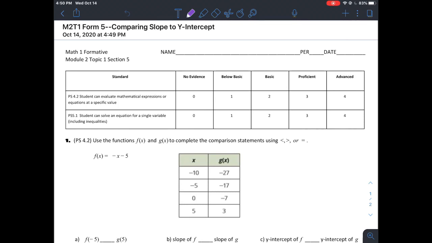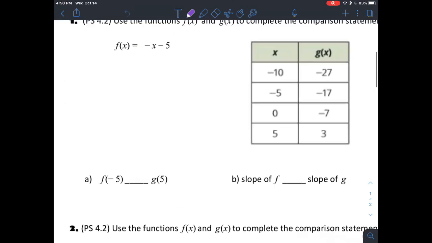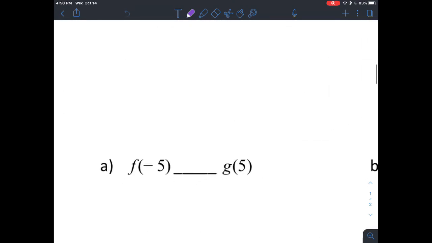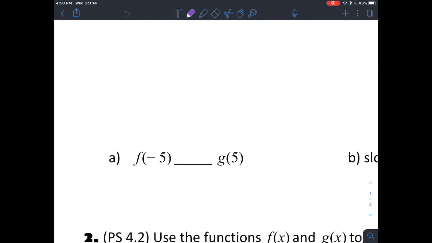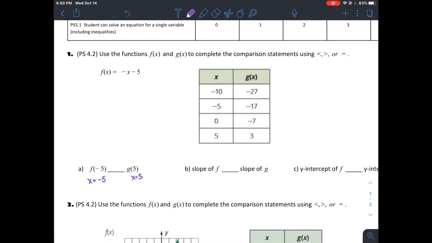So use the functions f of x and g of x to complete the comparison statements using less than, greater than, or equal to. So we're going to look at f of -5 and g of 5. So this is when x equals -5 and when x equals 5 for each of the functions.